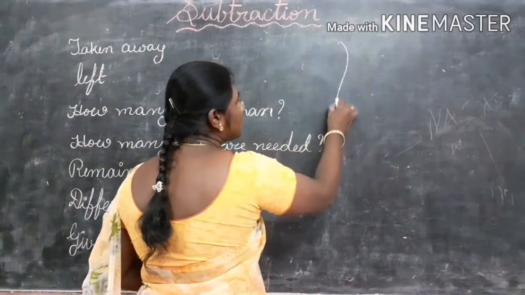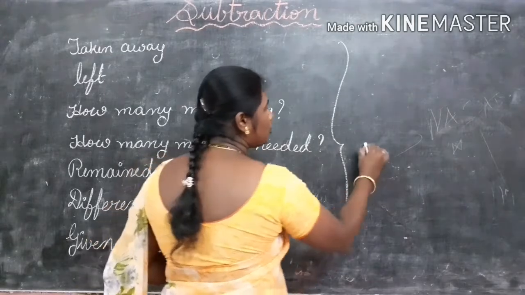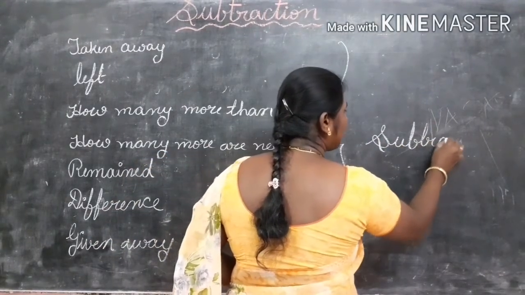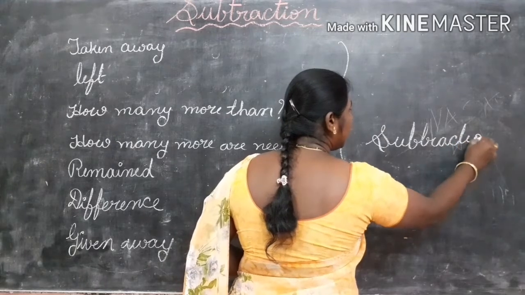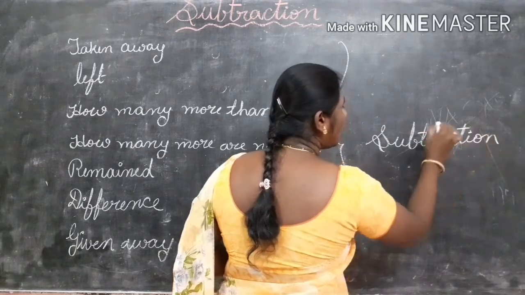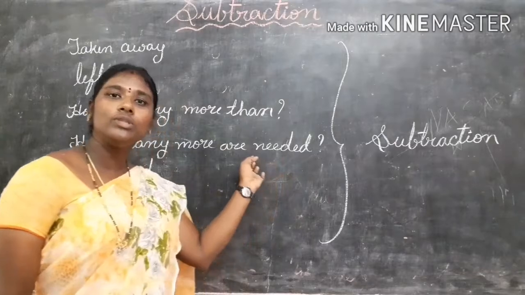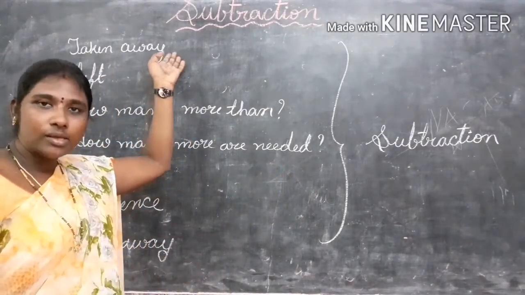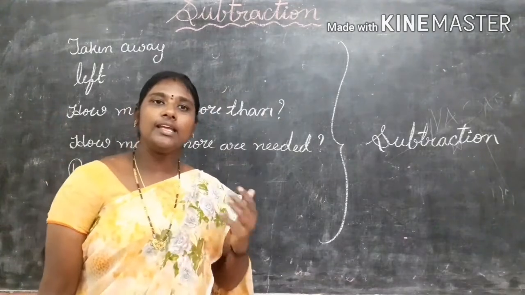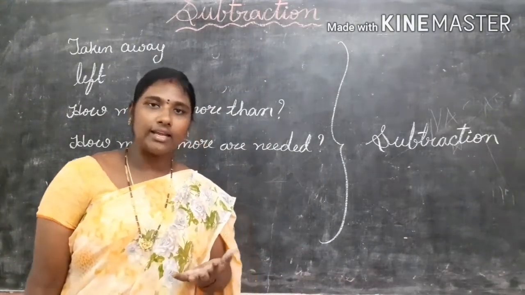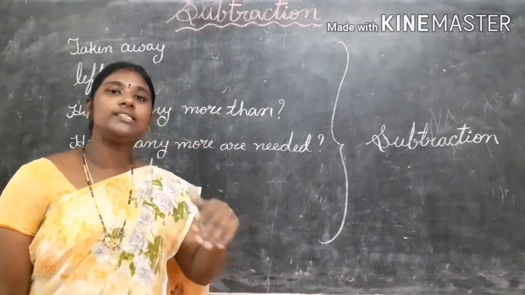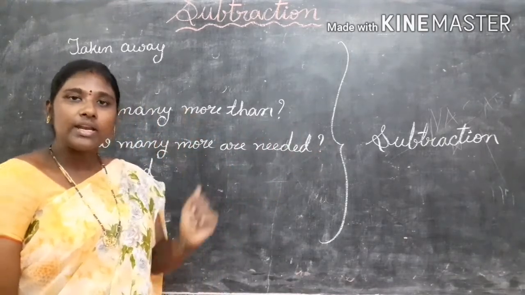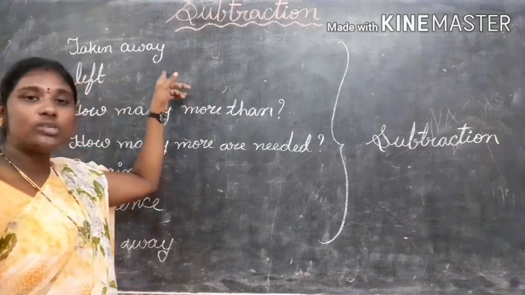These terms are used to do subtraction. If any one of them is there, what do we have to do? We have to do the subtraction. Suppose 10 cakes are there, and a boy takes 3. How many has he taken away? He took away 3. How many are remaining? 7 remaining. There we are using taken away.